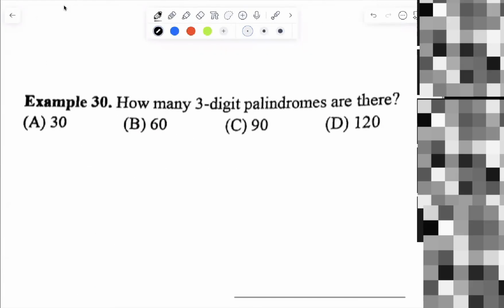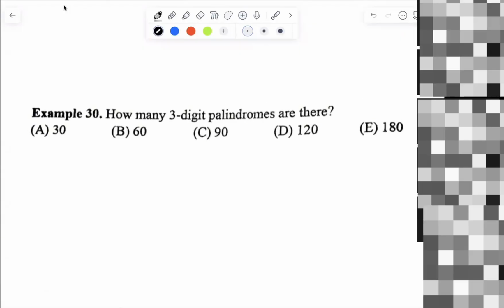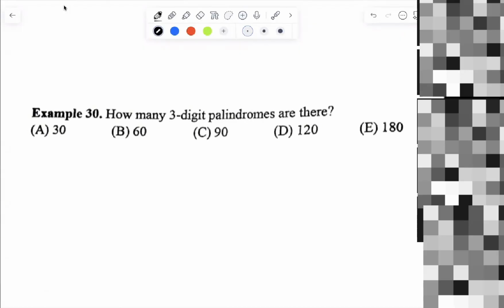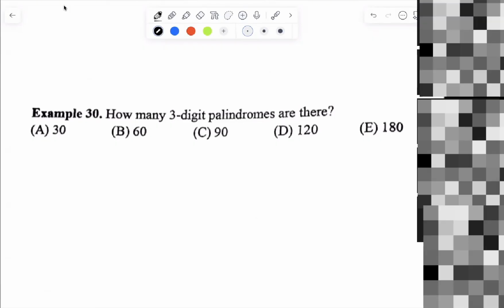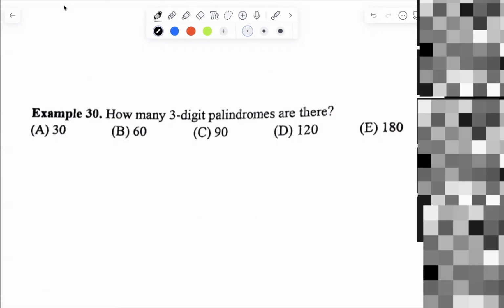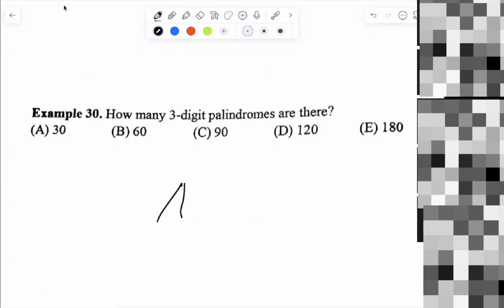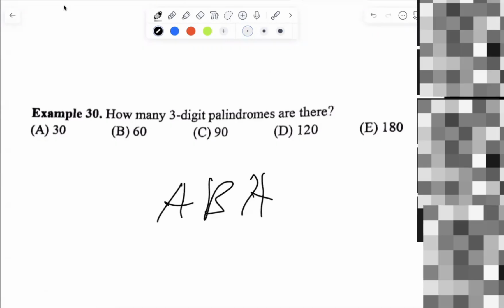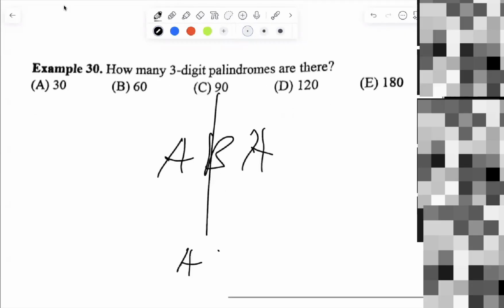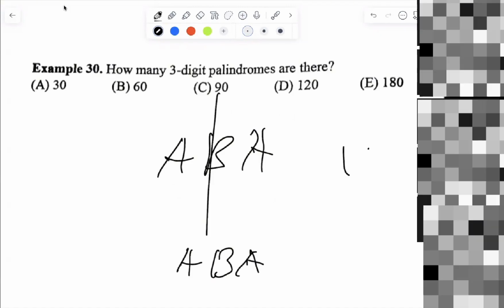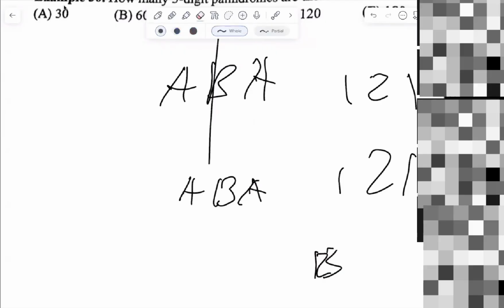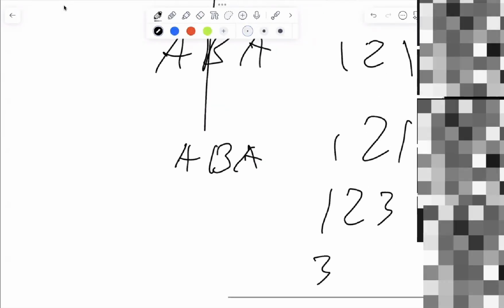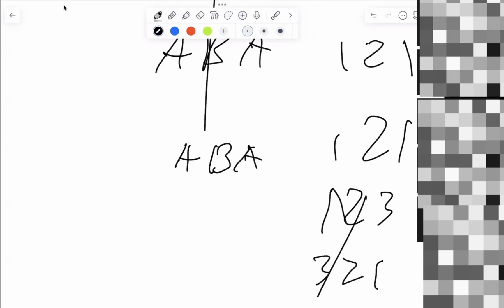Now let's do example 30. How many three-digit palindromes are there? This is divisibility now. Well, what is a palindrome? The definition of a palindrome is a number that, when reflected, say the number is ABA, if we reflect it over the middle, we should get the same thing, ABA. In this case, 121 reflects to 121. But 123 reflects to 321, which is not a palindrome.